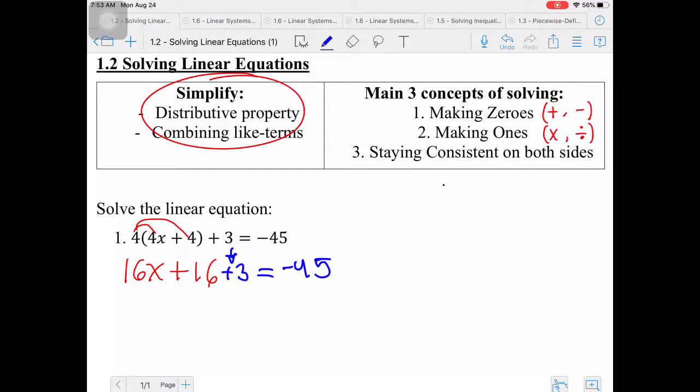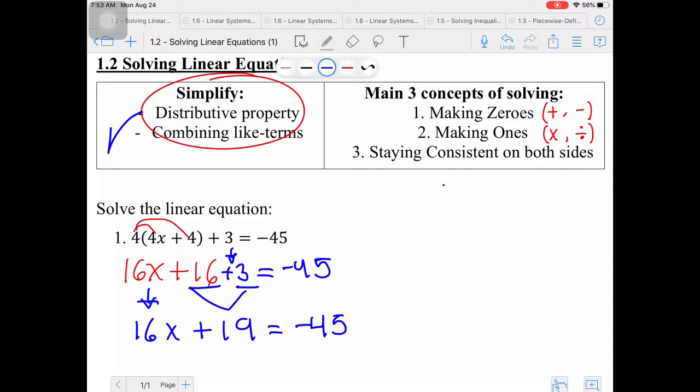Then let's check if I need to combine like terms. Well, I have a 16x, but then that's it. I do have a 16 and a 3, which are like terms, so I can combine them. So I have 16x, and now 16 plus 3 is positive 19, equals negative 45. So far I have not solved anything. All I did was simplify. Now let's use the three main concepts to solve the linear equation.